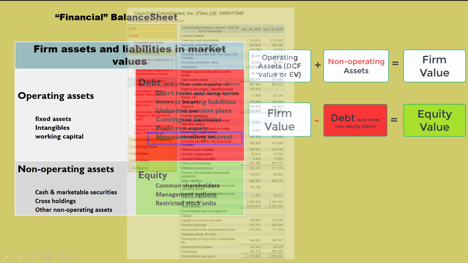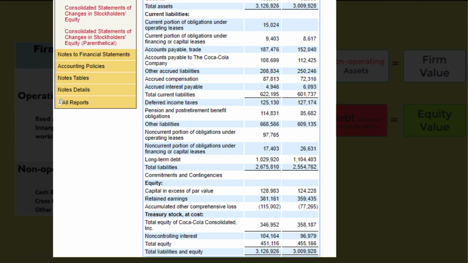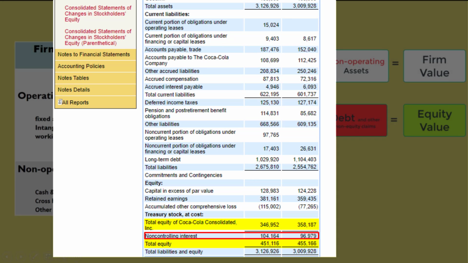Let's quickly look at the consolidated balance sheet of Coca-Cola to see how and where the non-controlling interest is reported. If you go to the bottom of the liability side, you can find the total equity item. Not all of this belongs to Coca-Cola shareholders as these are consolidated statements and the company has reported as if it fully owns its subsidiaries. The part of equity in subsidiaries that is not really owned by Coca-Cola is reported in the item non-controlling interest. If you deduct non-controlling interest from total equity, it gives you equity in Coca-Cola consolidated.